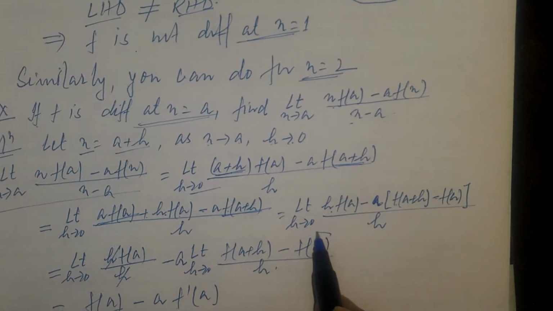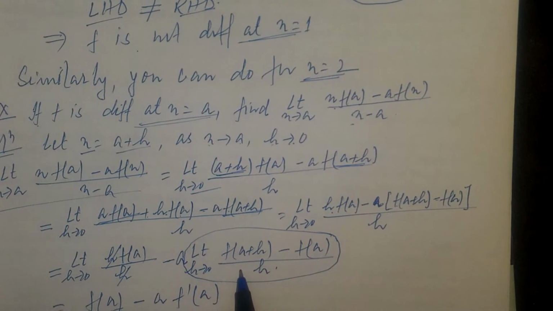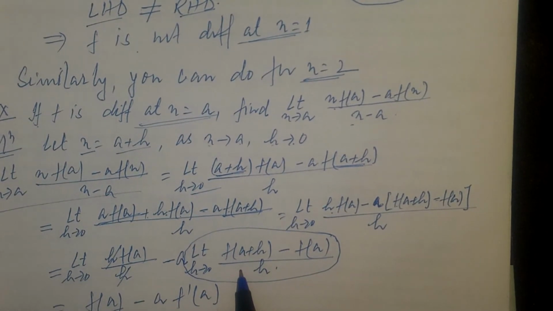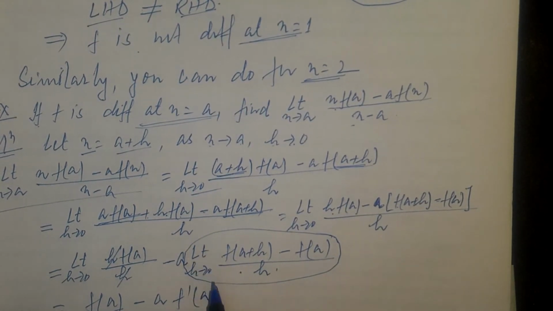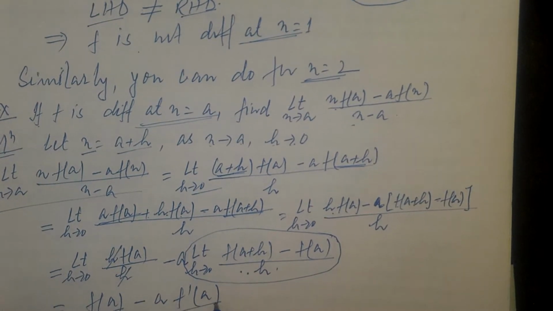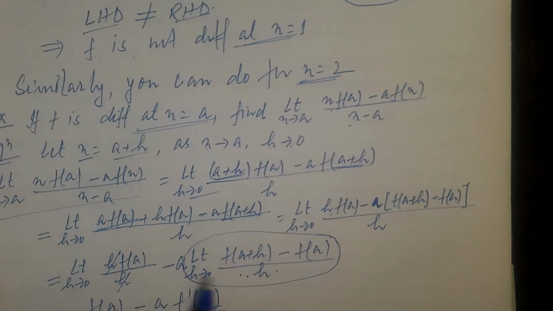Now this whole part, what do you observe from the definition? It is nothing but the differentiability of the function at point a. Since it is differentiable at x equal to a, this can be replaced by f dash a. So we get the value as f of a minus a into f dash a.